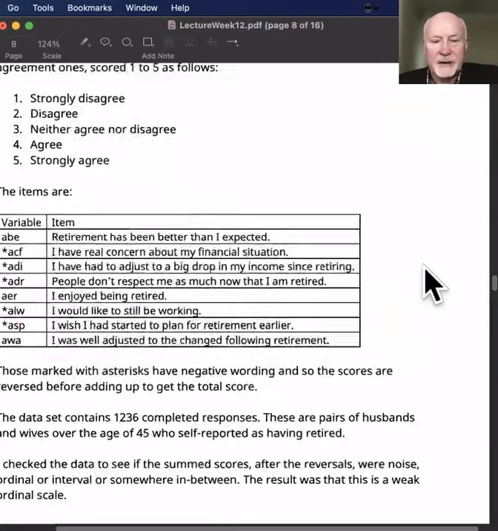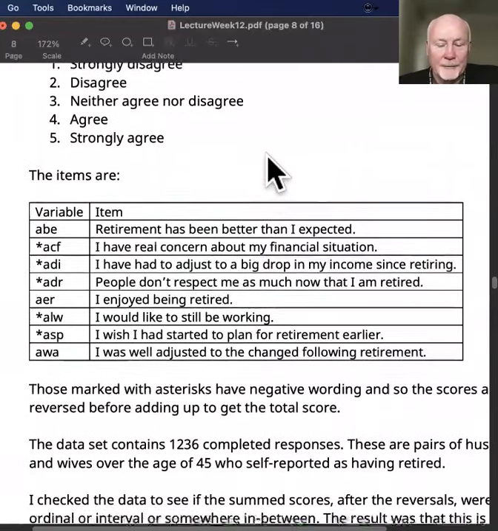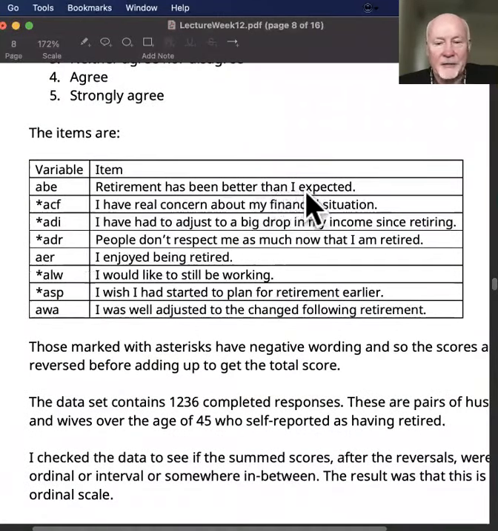The questions are all in the form of statements to which the respondent has to say whether they strongly agree, neither agree nor disagree, and so on. So things like, retirement has been better than I expected. The data I have here are people who are 45 years or older and who self-report as having retired. The data is taken from what are described as husband and wife pairs, so half the data is husbands and half is wives. I won't be looking at pairs in what I'm talking about here.